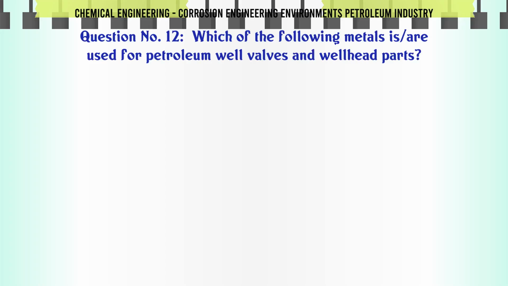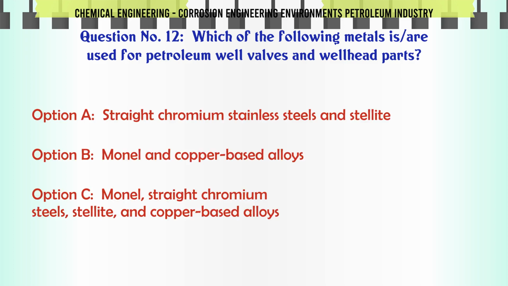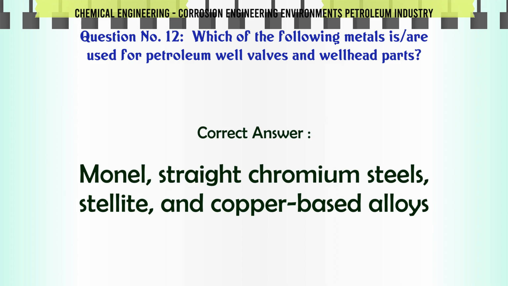Which of the following metals are used for petroleum well valves and wellhead parts? A. Straight chromium stainless steels and stellite. B. Monel and copper-based alloys. C. Monel, straight chromium steels, stellite and copper-based alloys. D. Monel and stellite. The correct answer is Monel, straight chromium steels, stellite and copper-based alloys.